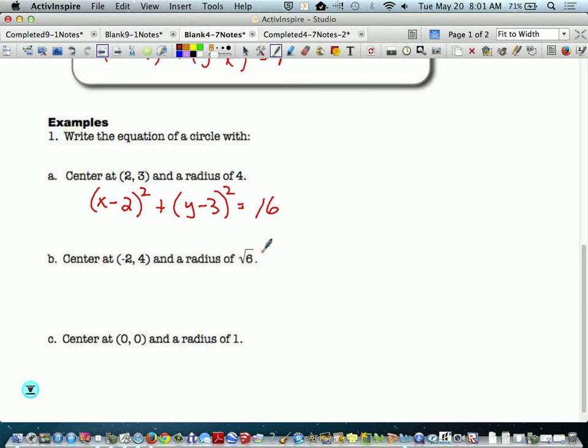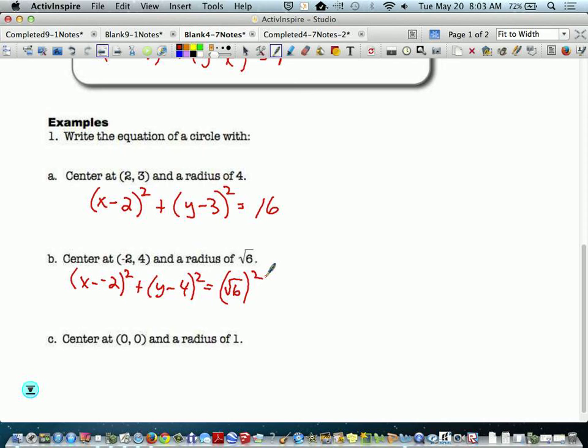All right, what I would like you to do is see if you can do B and C on your own with somebody sitting near you, doing the same thing. Say x minus the value, y minus the value, and then simplify it. A lot of times when I do these problems, I'll write x minus negative 2, y minus the 4. If you want to get in the habit of writing this as the square, do that. But I do this so it's the same thing.